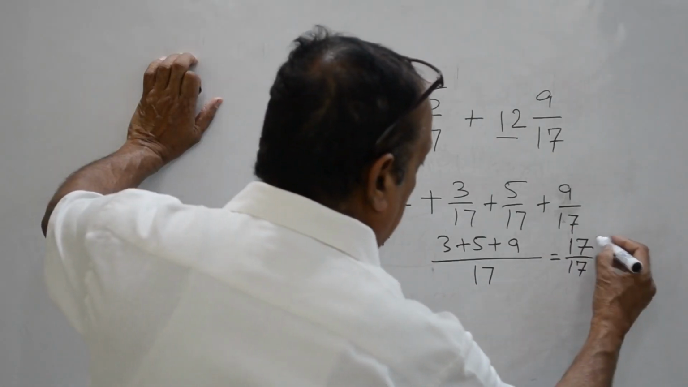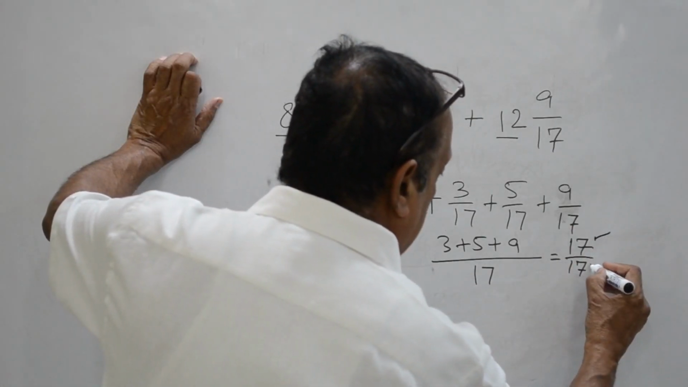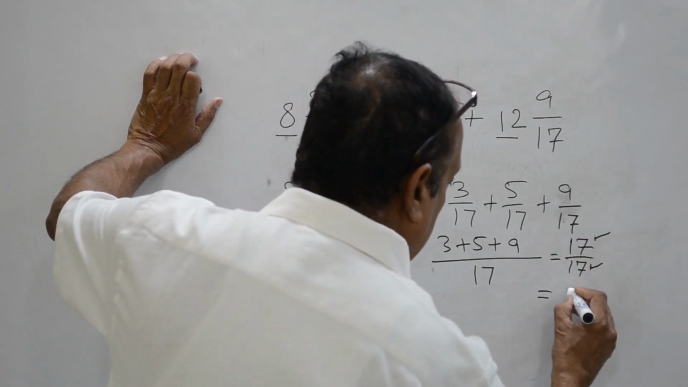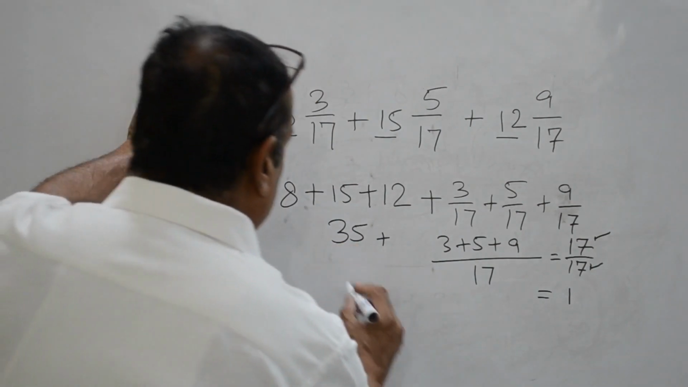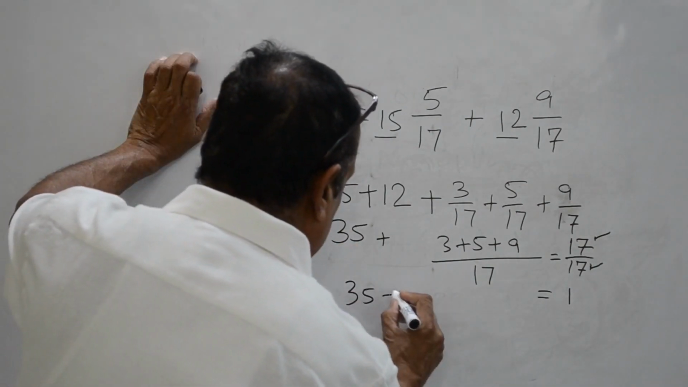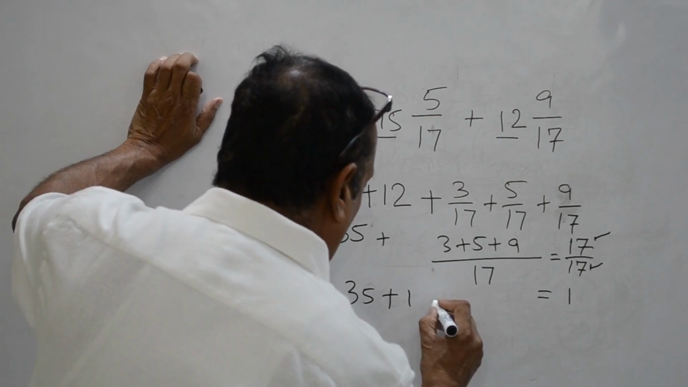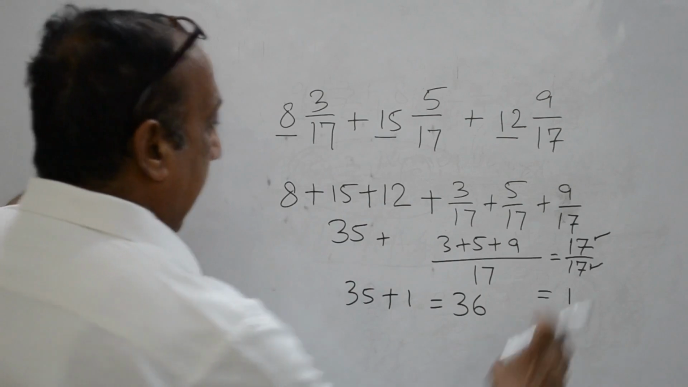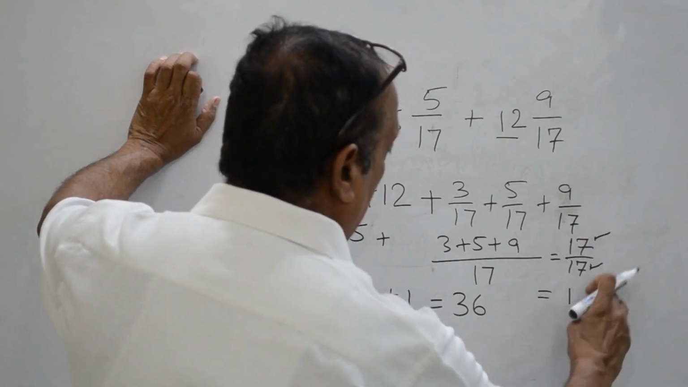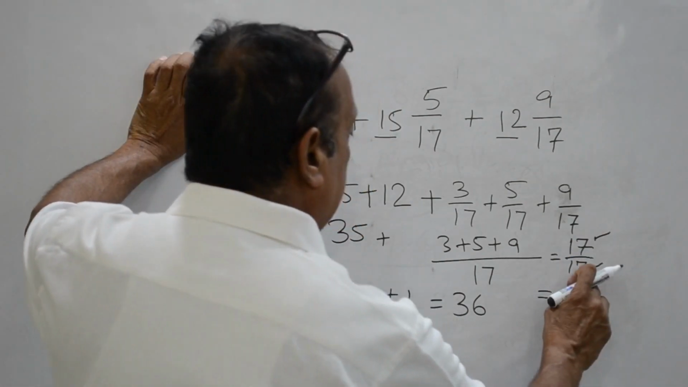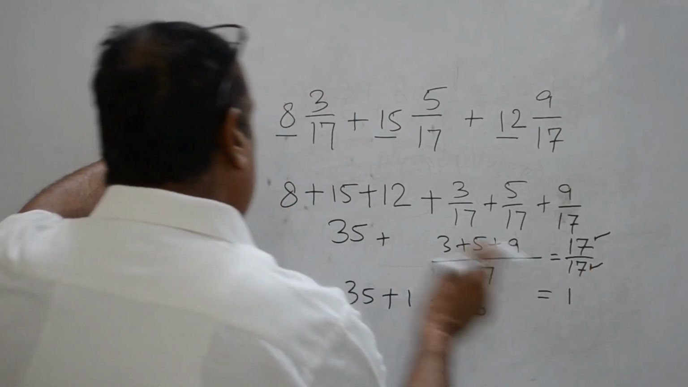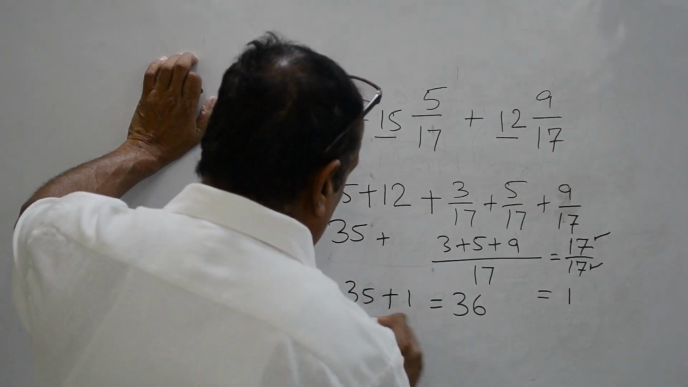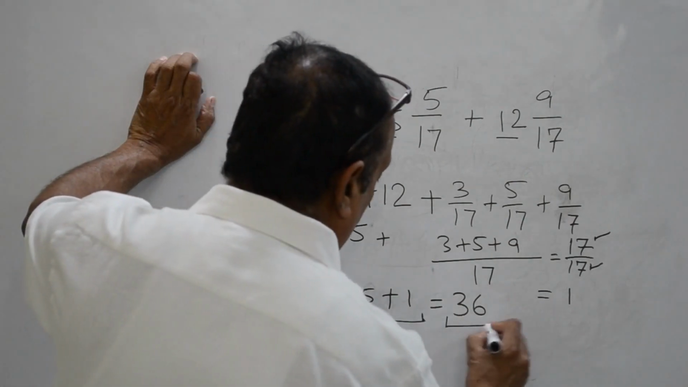When the numerator is equal to the denominator, the fraction becomes 1. So we are left with 35 whole number, then plus this one, it is now 36. So when we get a fraction where the numerator and denominator are same, then we are to add this one into the whole numbers and our answer becomes 35 plus 1 is equal to 36.